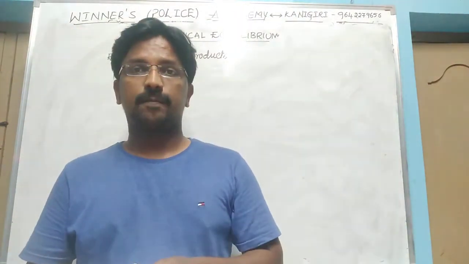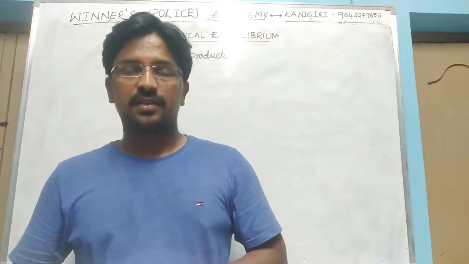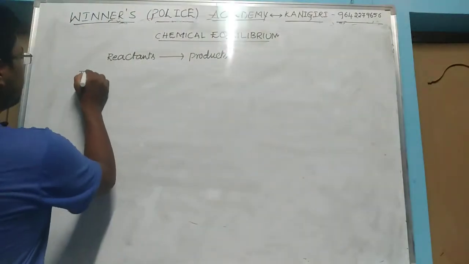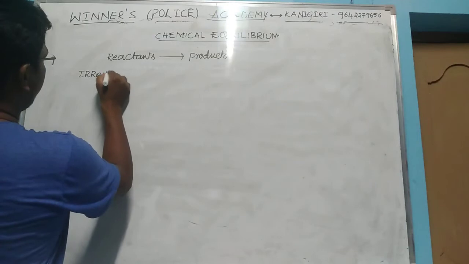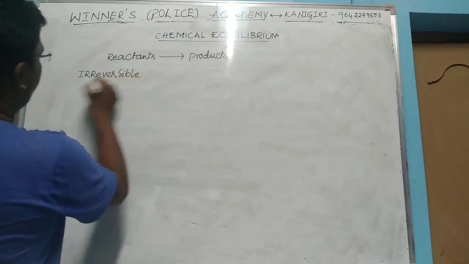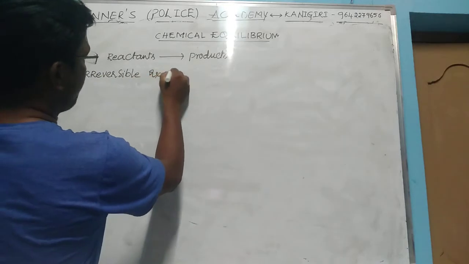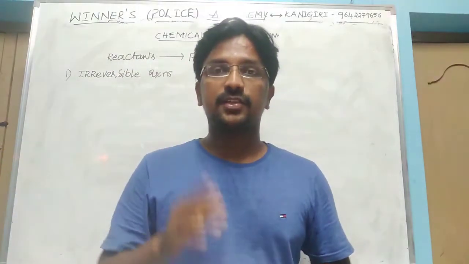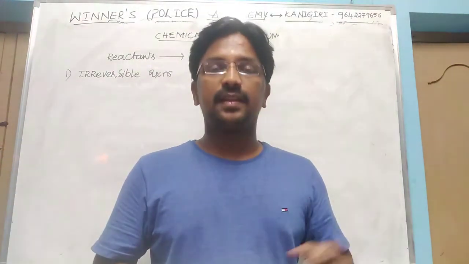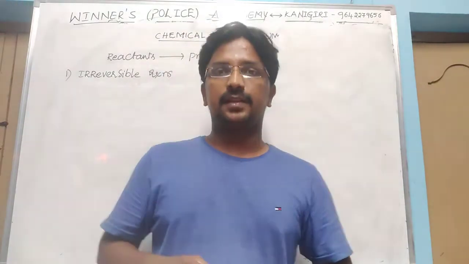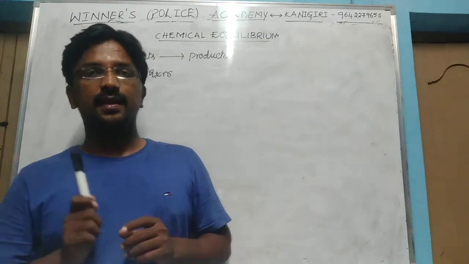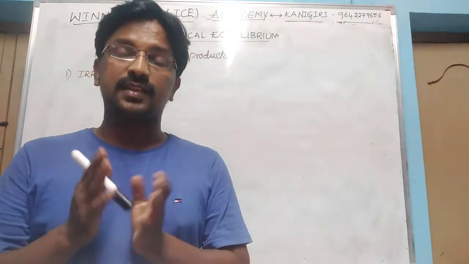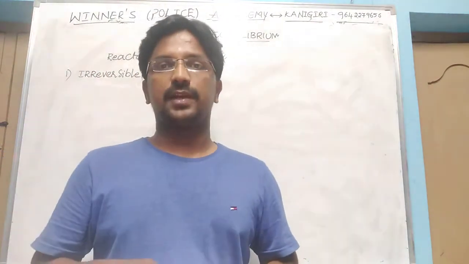Based on the direction of the reaction, it is classified into two types. One is irreversible reactions. Irreversible reaction means the reaction can be carried out in a single direction and it gets completed. So here the reactants can give the products, but products cannot give the reactants. Such types of reactions are called irreversible reactions.